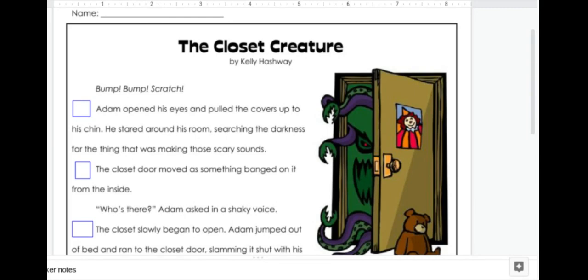So the closet creature. In my mind, I would say that I think maybe it's about a monster. So you will write your prediction word right beside your title. Ladies and gentlemen, my handwriting is like a 4-year-old. That would say monster, okay?